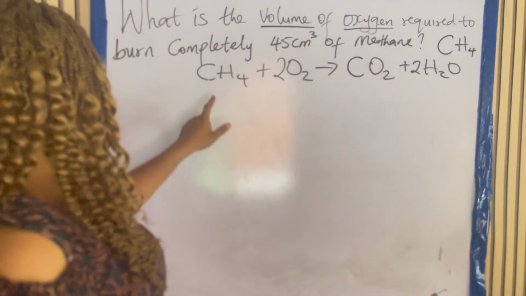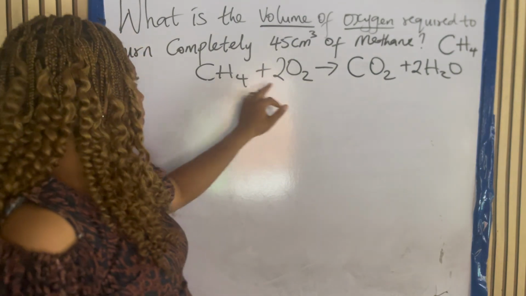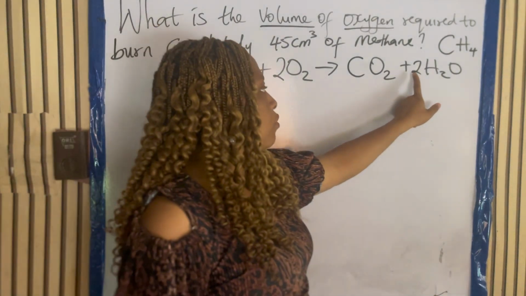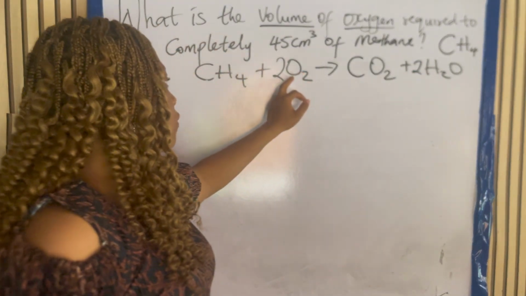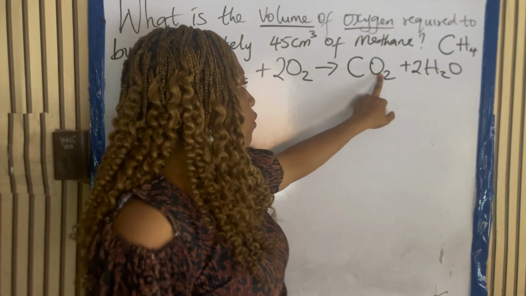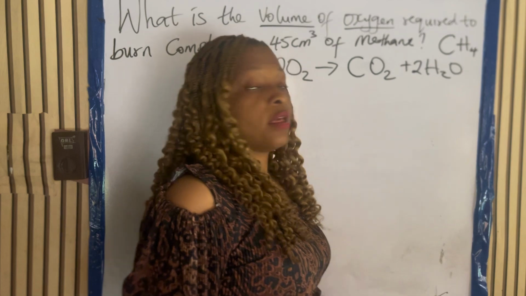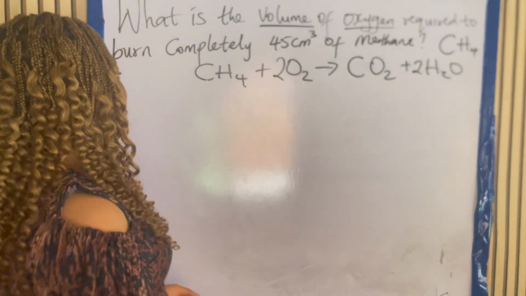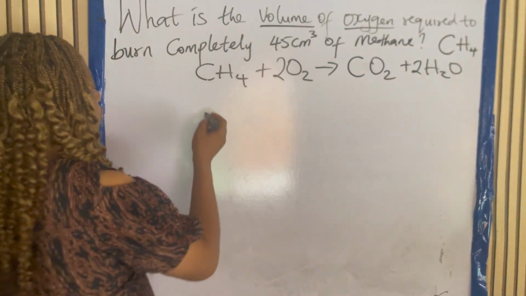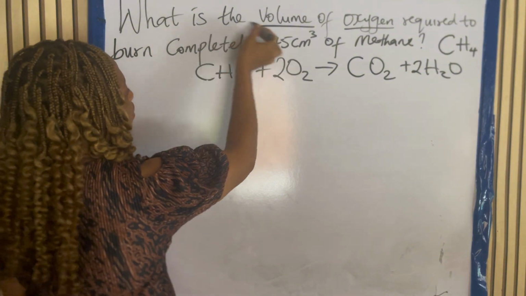Let's do it again. Carbon 1, carbon 1. Hydrogen 4, hydrogen 2 times 2, 4. Oxygen 2 times 2, 4. Oxygen 2 plus this 2, that's this 2 for oxygen here, making it what? 4. It is balanced. Okay, so this tells us that we're looking at what is the volume.